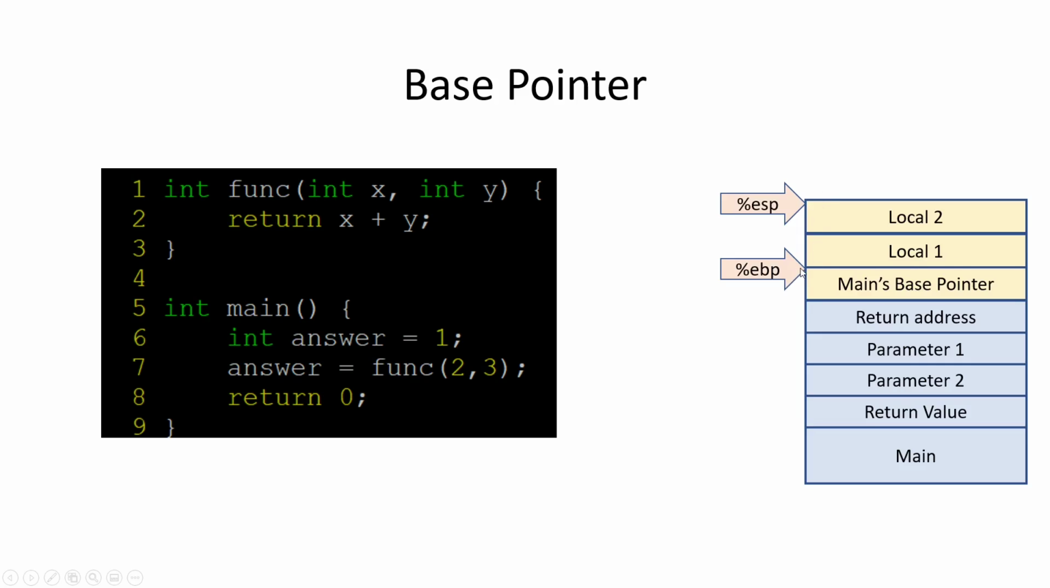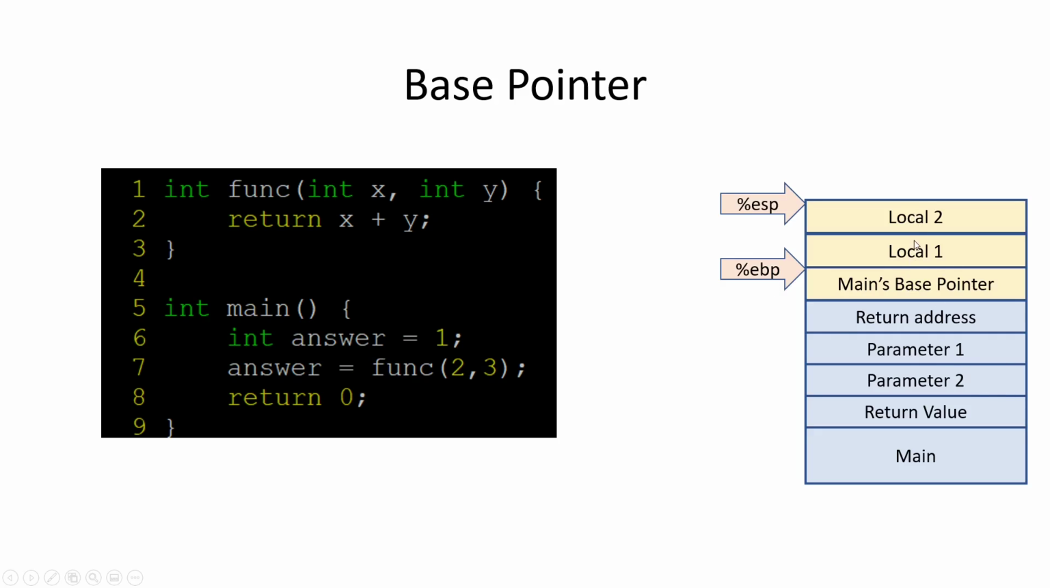It's always going to stay pointed at the same spot. And that means what I can do is say that parameter 1 is always going to be, well, there's 4, 8 bytes away from wherever the base pointer is. Parameter 2 is always going to be 12 bytes away. And no matter how much this stack pointer moves around, I can always use the base pointer to figure out where my parameters are stored.